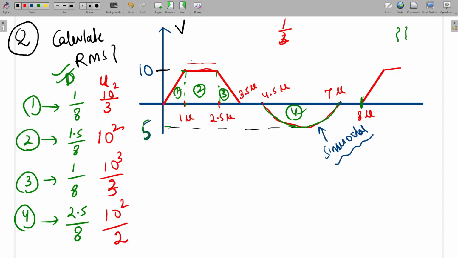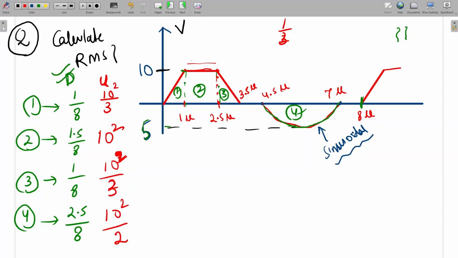Is it clear? Sorry, sir, the area of the third is 10 square by 3? You can refer to my previous video on the triangle, and then it will be more clear. The third region, see, is also a triangle only, peak is 10. So here it is 10 square by 3. By mistake, I had written it wrongly there.